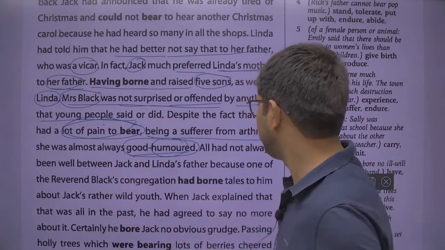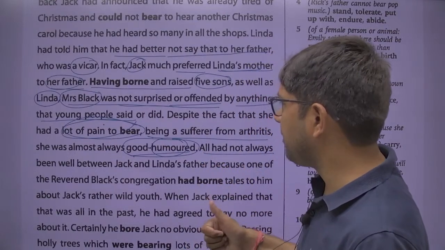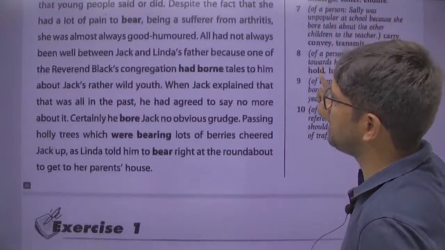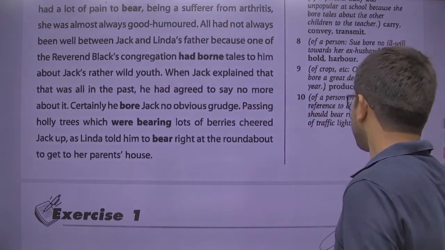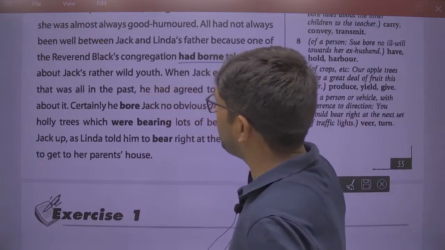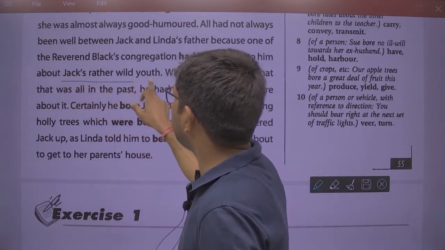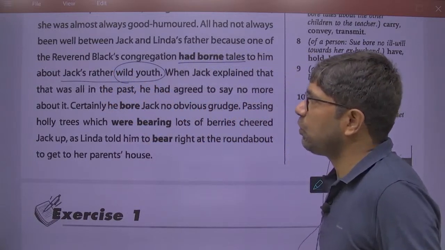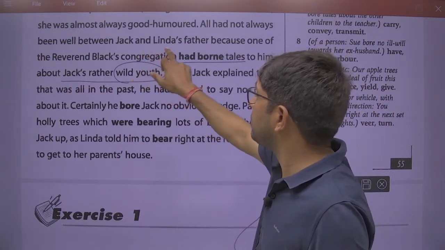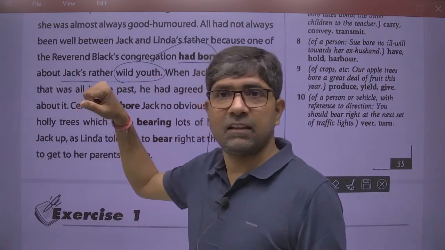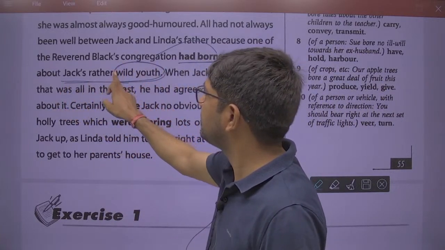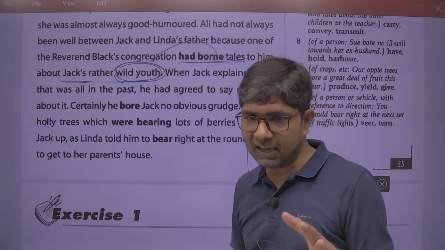She is good humored. All had not always been well between Jack and Linda's father, because one of the Reverend Black's congregation मतलब जब वो इकट्ठे हुए सब लोग, and that congregation had borne tales to him about Jack's rather wild youth. तो ऐसा पता चला कि कोई रेवरेंड ब्लैक का जो कॉन्ग्रीगेशन था, उन्होंने सूचना दी किनको? लिंडा के फादर को. और ये बताया कि जैक जो है वो जवानी में क्या था? बहुत ही वाइल्ड है. He is not well mannered.